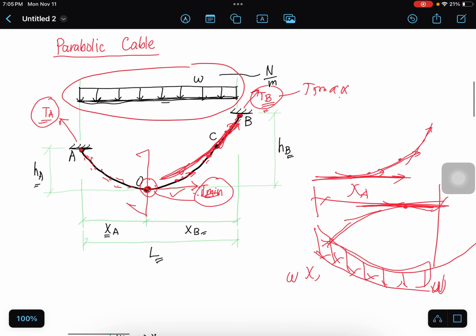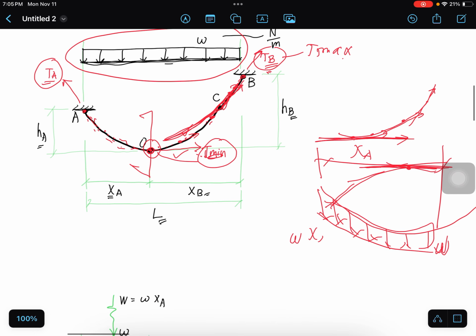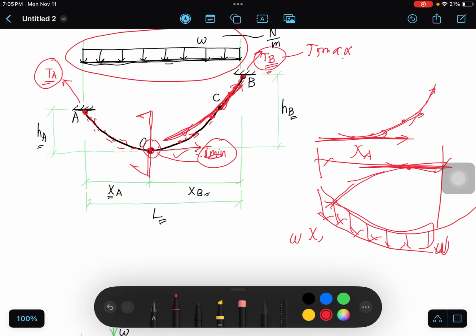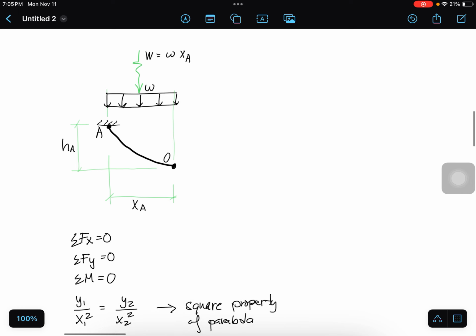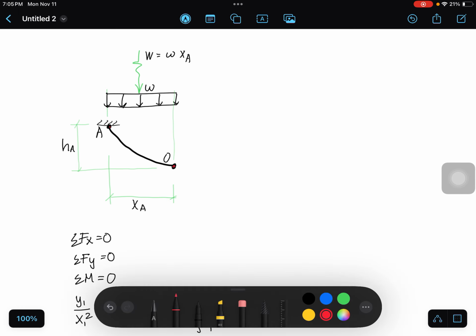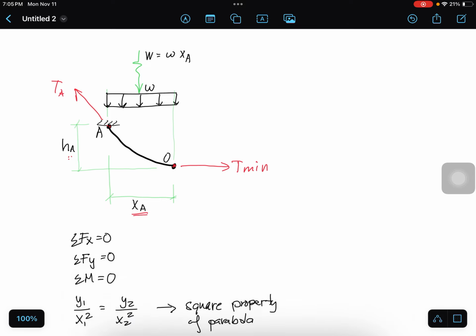So, kunwari, ipapa-evaluate si point A. So, section ka kay point O, showing point A. So, ito yung illustration niyan. So, point A, and then point O. At point A, meron kang TA. At point O, meron kang horizontal na Tmin. Itong TA slope yan, no? And then, ano yung mga dimensions? Meron kang HA dito. From point A to point O, may height ka na HA. And then, from point A to point O, meron kang horizontal distance na XA.